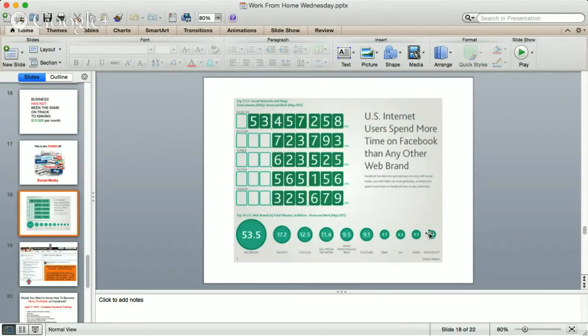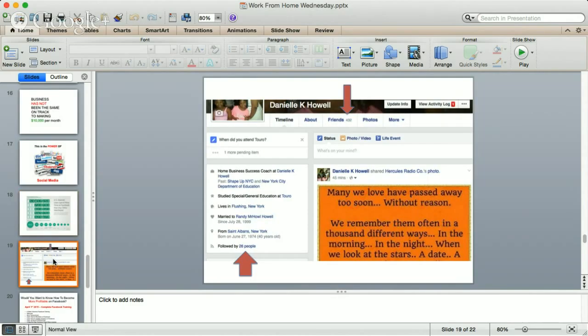So out of all of the social media sites, not just social media but all of the internet sites, Facebook holds 53.5% of the population. So that's why you want to position yourself on Facebook. It's one of the social media sites that I've used to grow my business. Now, I also use other sites, but today we're going to talk about Facebook.